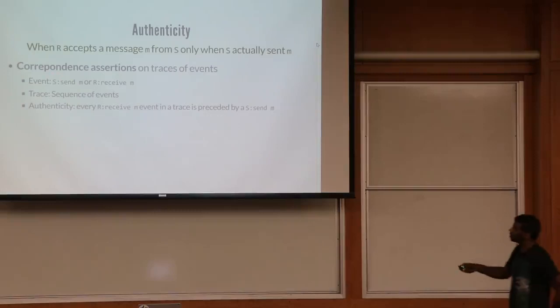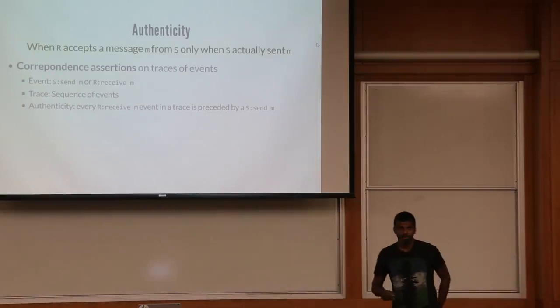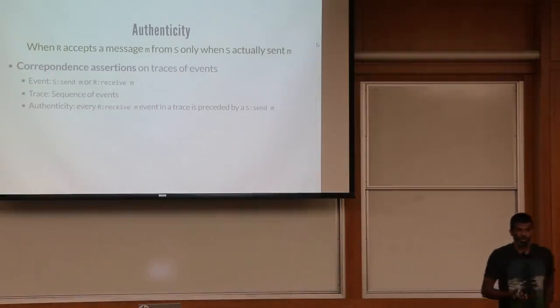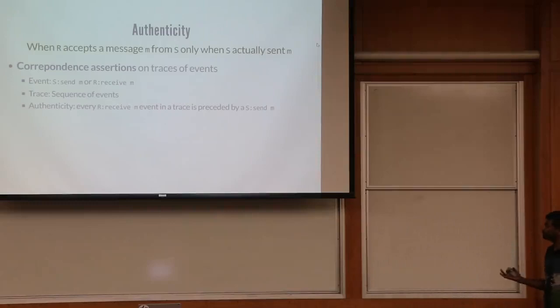correspondence assertions on traces. One way you can think of this is that you model a system as a trace of events. In this kind of system, you may have two kinds of events. There's a send event: S may issue a send event saying that it sent M. And R can issue a received event saying it received M. And a trace is a sequence of such events.